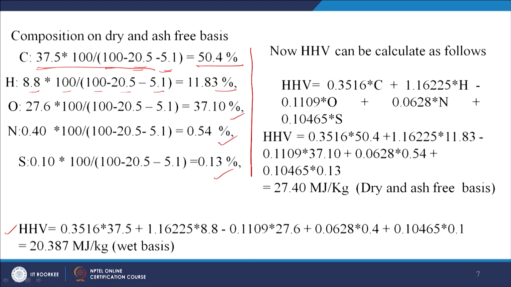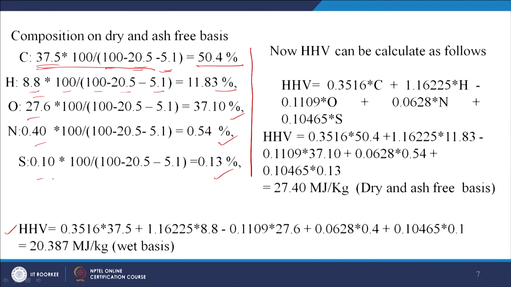Then what will be the HHV? If we want to calculate the HHV on dry and ash-free basis, we will use this composition, but if we want to calculate it on weight basis, we will be using the composition which is originally available in this case. So, what will be the HHV in case of dry and ash-free basis? The expression is given, this is the expression. In this expression, C is the percentage of carbon, H is the percentage of hydrogen, oxygen is the percentage of oxygen, N is the percentage of nitrogen and S is the percentage of sulfur.